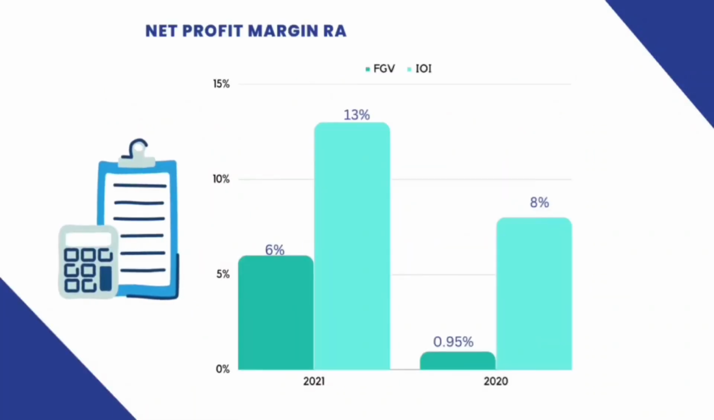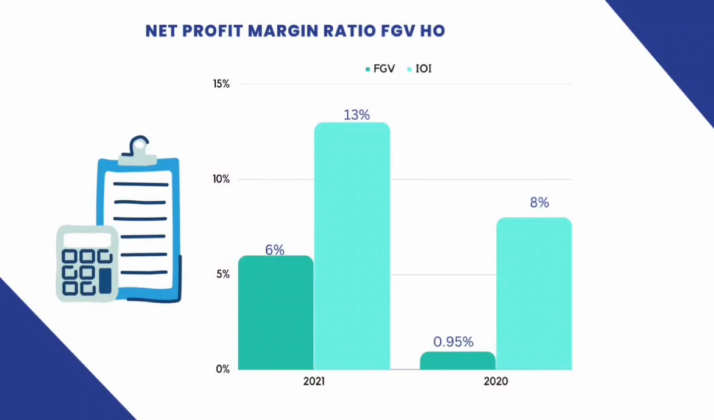In the year 2020, FGV stayed at 0.95% and increased in year 2021 to 6%, which is up 5.05% in the year. Meanwhile, IOI in year 2020 stayed at 8% and increased the next year, 2021, to 13%, which is an increase of 5% in the year. Therefore, both companies have efficiently managed in generating a percentage of revenue received.